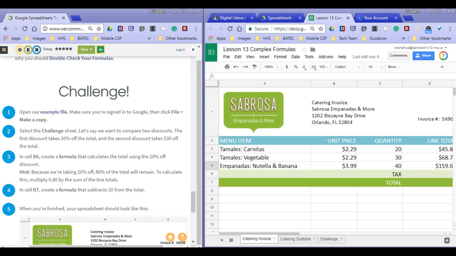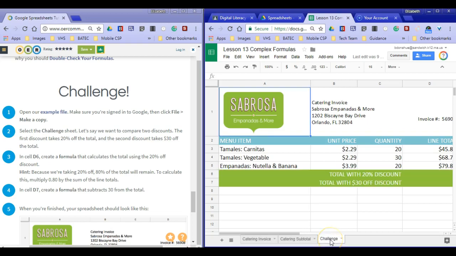We are now moving on to lesson 13, which is the complex formulas. And this challenge is kind of a fun one. It fits perfectly around this season, and I've seen something like this before. So it wants us to make a copy of the file, which I have done, and then we need to move to the challenge sheet. So we're going to go over here to the challenge one.